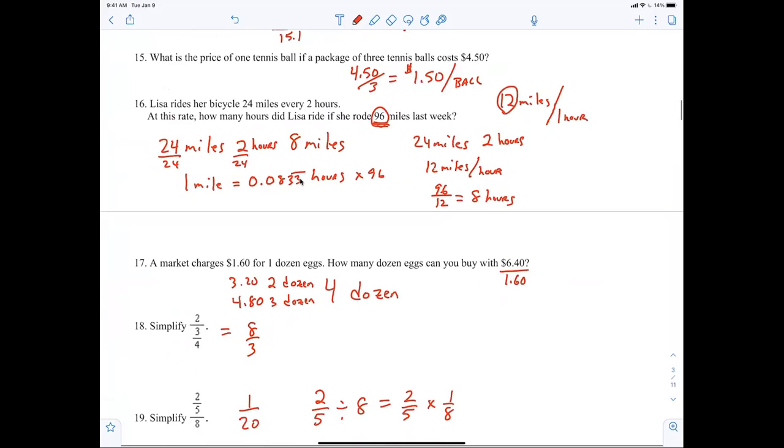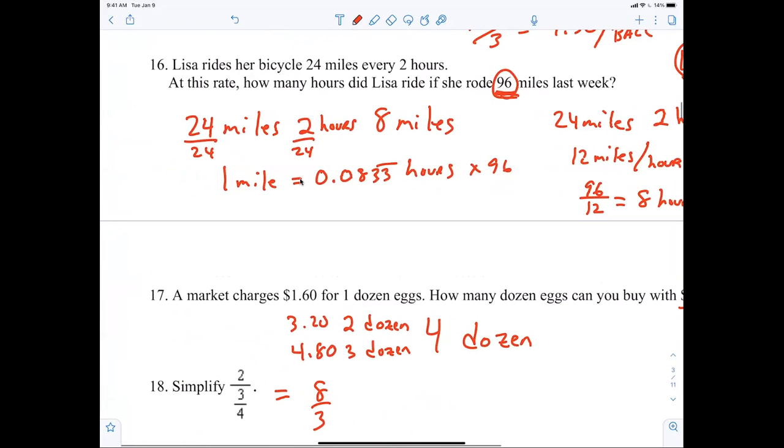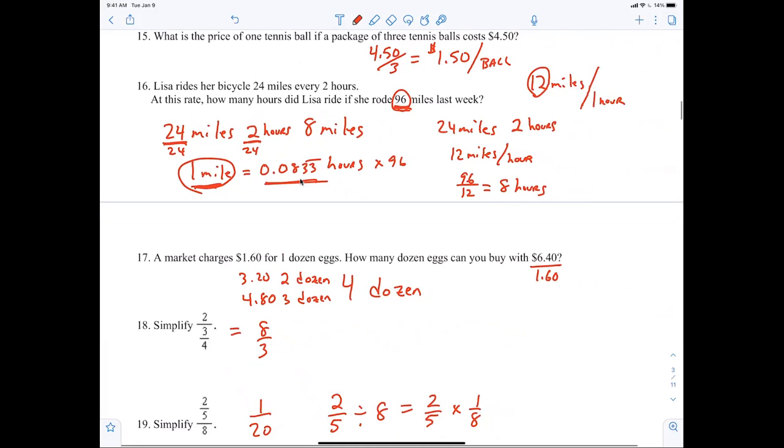Now, the other thing you can do is this. I showed my kids, you can divide by 24. That tells you that 1 mile is 0.0833 hours. Did you see what I just said? If you divide by 24, 1 mile is equal to 0.083 repeating hours. So 12 miles is equal to 1 hour, and you can just count by 24s until you get to 96, or count by 12s until you get to 96 if you want. The answer is 0.083 repeats.